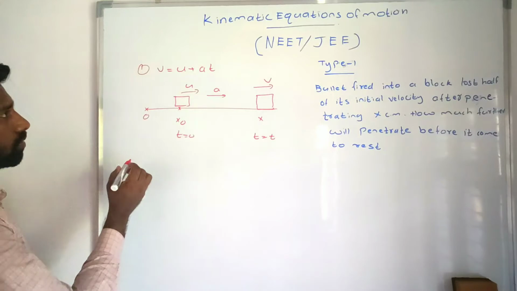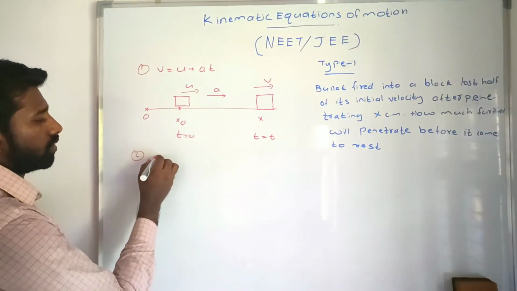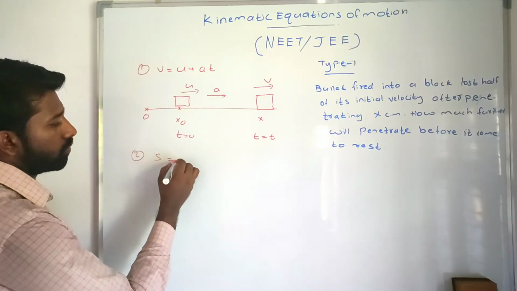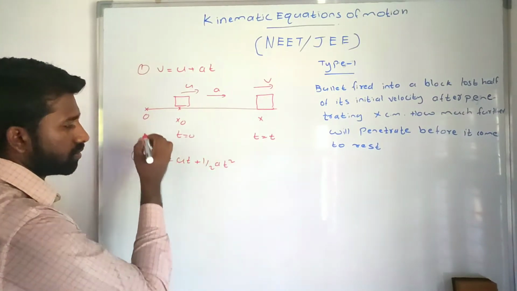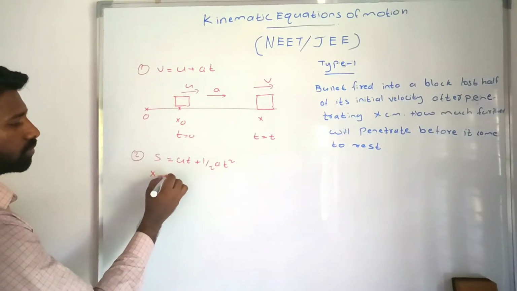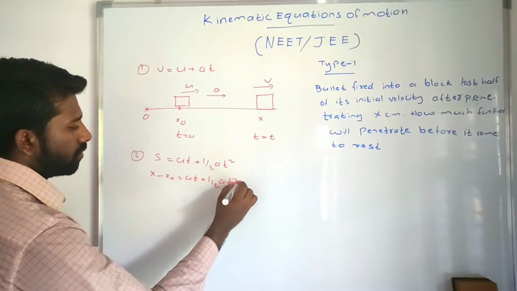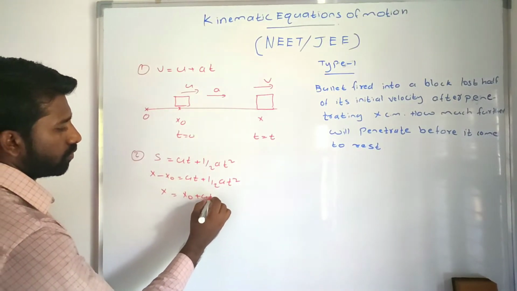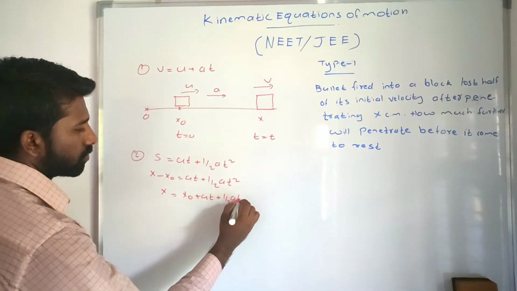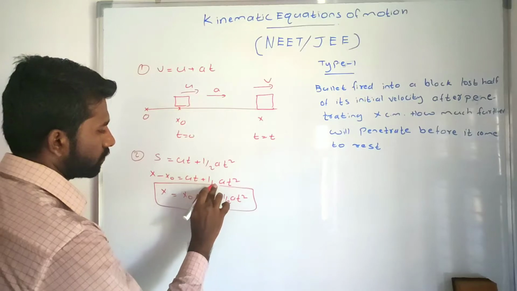So the second motion equation is the displacement, which is equal to ut + (1/2)at². What is displacement here? x - x₀ = ut + (1/2)at². So from this, what do you get for x? x = x₀ + ut + (1/2)at². This is another form of the equation.